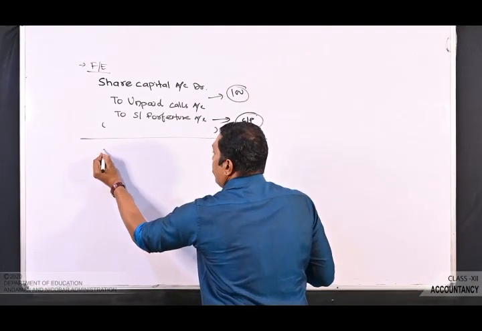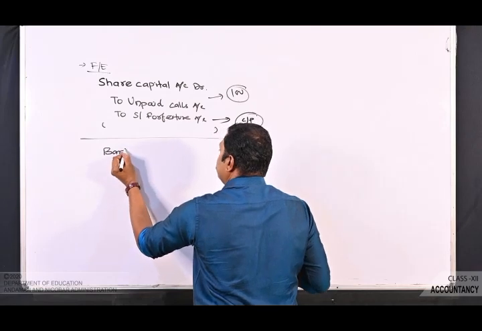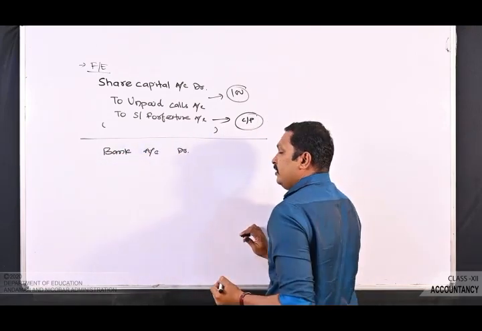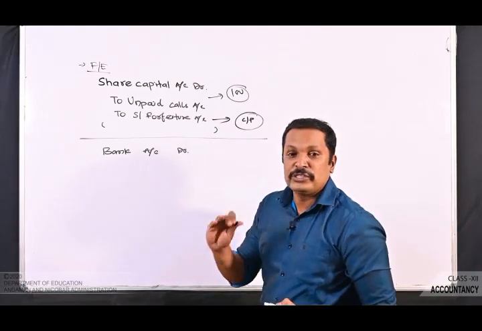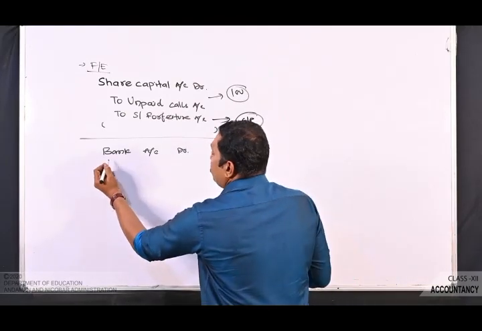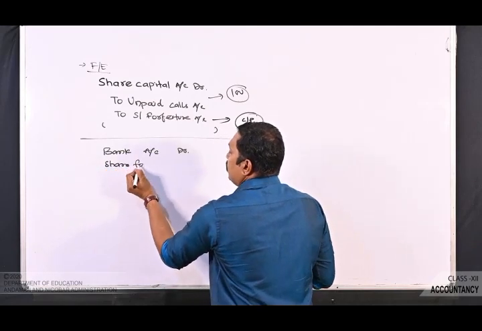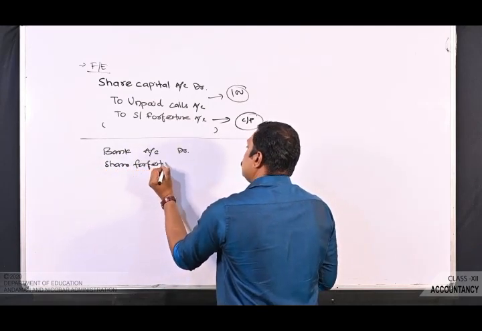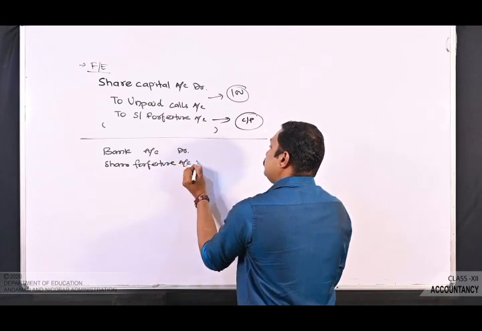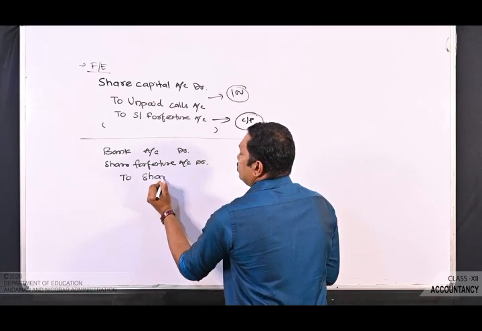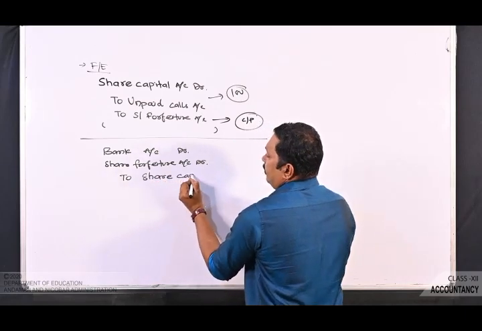So the entry: bank account debit. If we reissue at a discount, then we have to debit the share forfeiture account, debit to share capital. Clear?